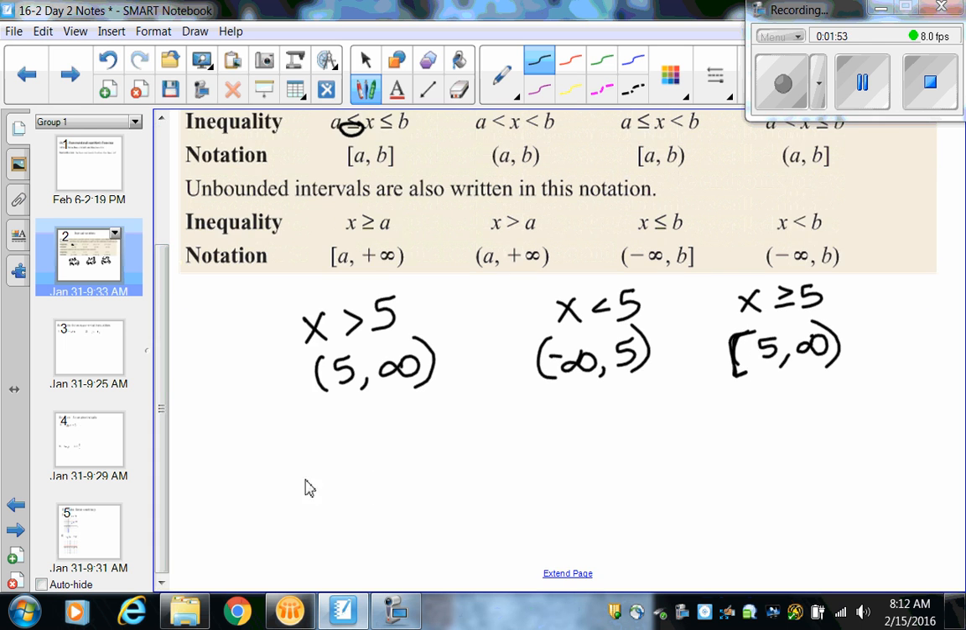If you had something like 2 is less than x is less than or equal to 4, then you would start at 2 and it's not equal to, so it's a parenthesis, and end at 4, and it is equal to, so you would have a bracket.